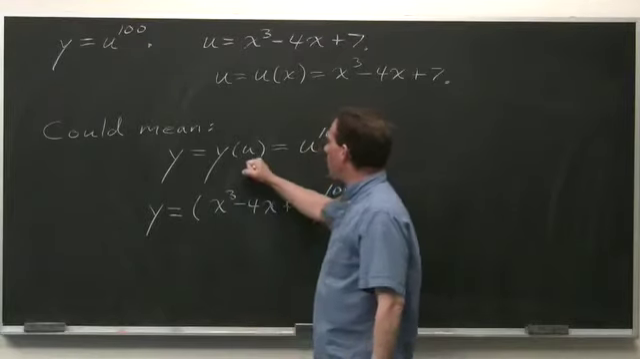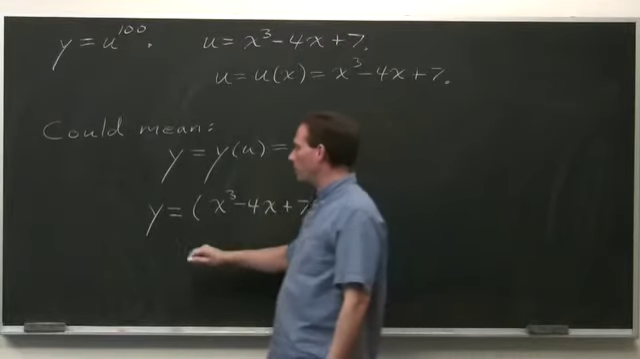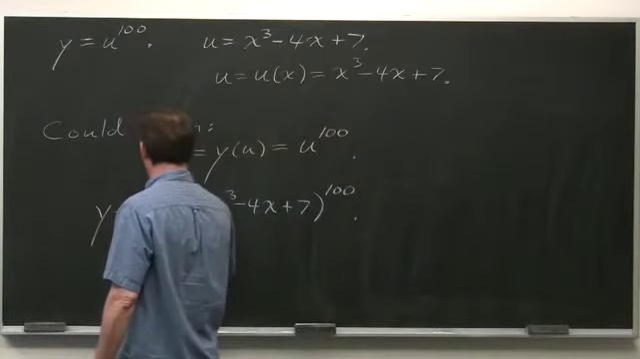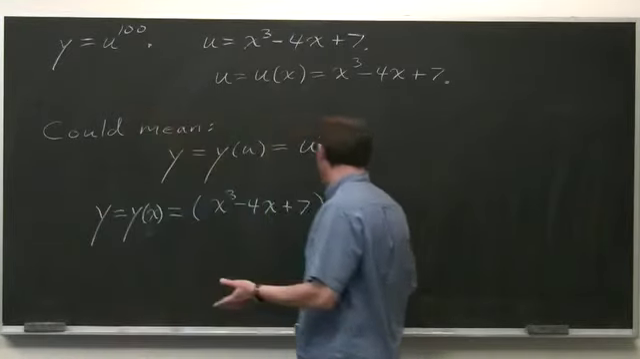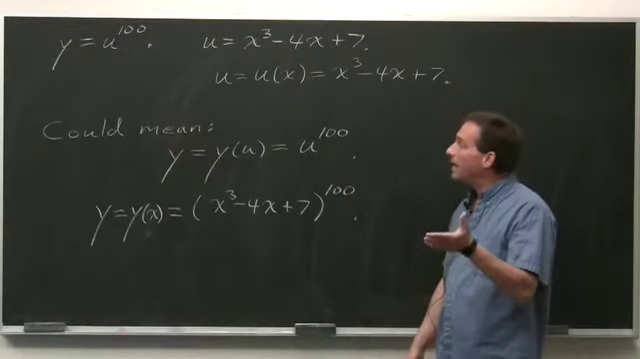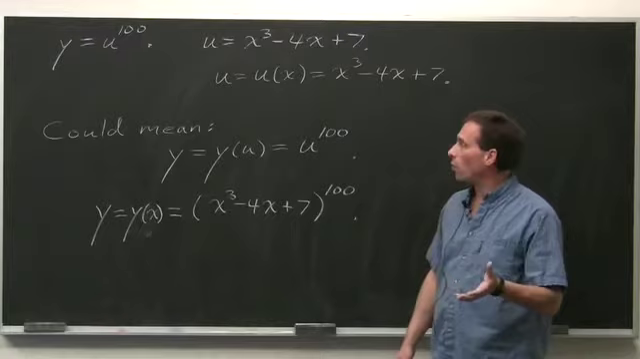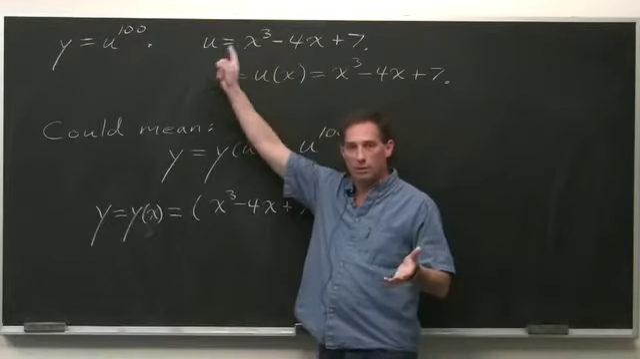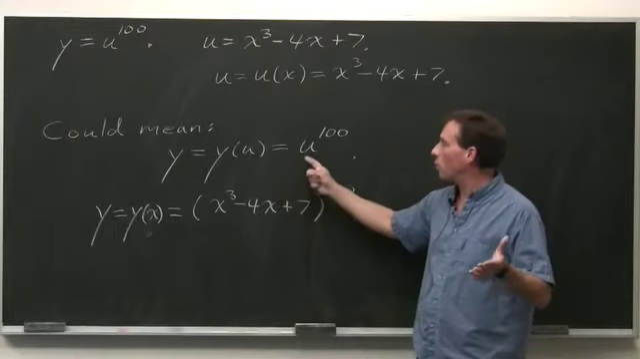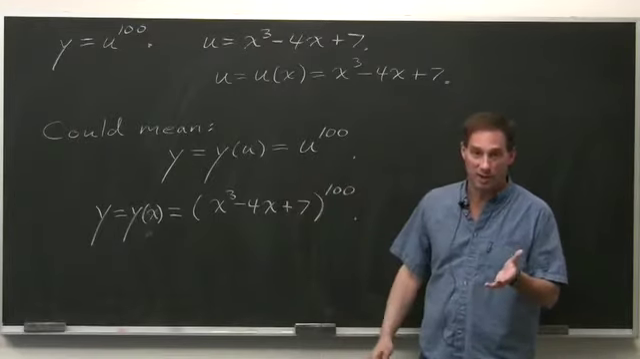So if we were talking about y, instead of as a function of u, as a function of x, this would be the function y. Y would be x cubed minus 4x plus 7 raised to the 100th power. When you talk about the function y, if this is how things are specified for you, which one of these do you mean? Y as a function of u or y as a function of x?